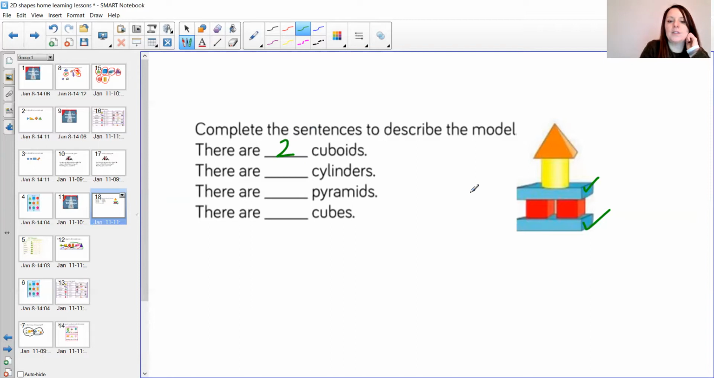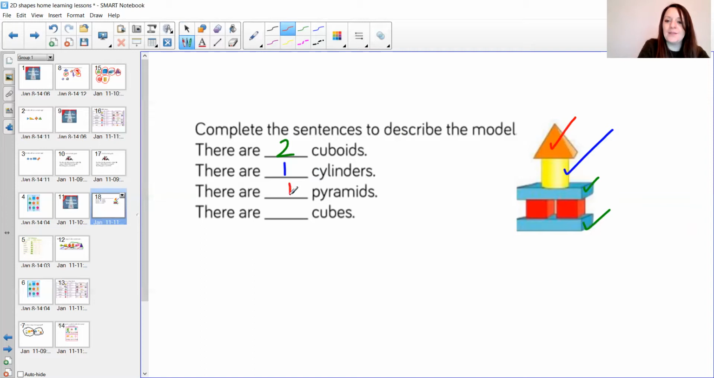The next one it asks us for is how many cylinders they have in their model. How many cylinders? That's right. There's 1 here. So there is 1 cylinder. Then it says there are pyramids. How many pyramids can you see? Look very carefully. That's right. I can see 1 pyramid.